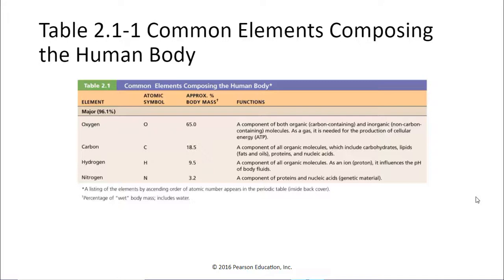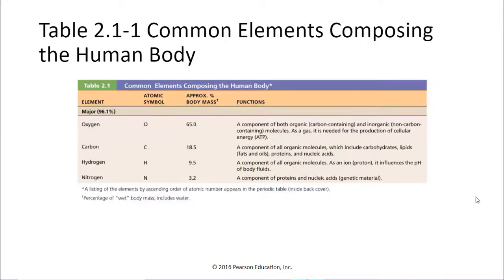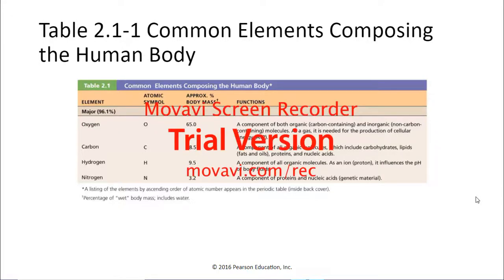Okay, and then carbon, a component of all organic molecules. From chemistry's point of view, anything that contains carbon is organic. Okay, if it contains carbon, it's organic. And everything that's living contains carbon. So you find carbon in carbohydrates, lipids, proteins, and nucleic acids.